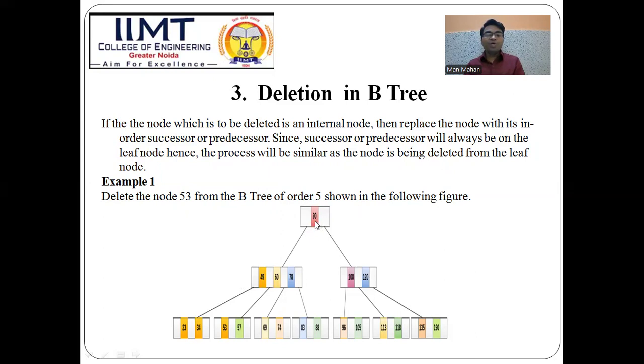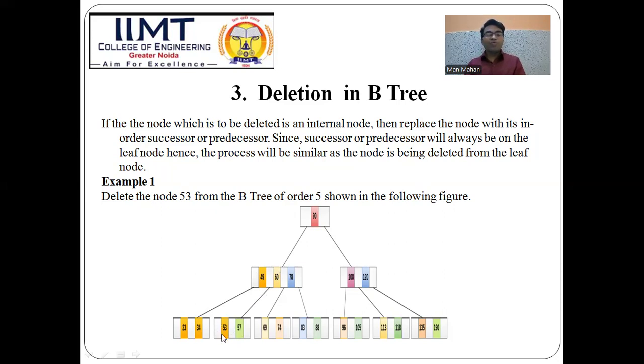53 is less than 90, so it is in the left subtree. We compare 49 and 60. So 53 is in between 49 and 60. The left subtree of 60 is 53 and 57. So we can see the 53 is here.